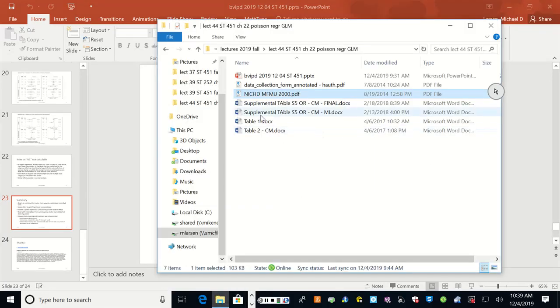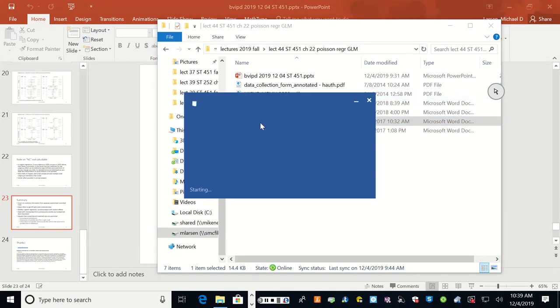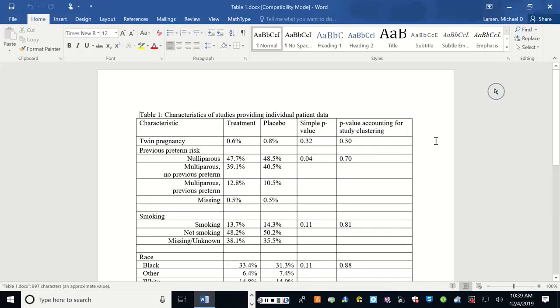The other type of thing that you make for these studies is tables. So this was kind of the characteristics of the different studies providing individual data, treatment versus placebo. Less than 1% twins, that wasn't significantly different.